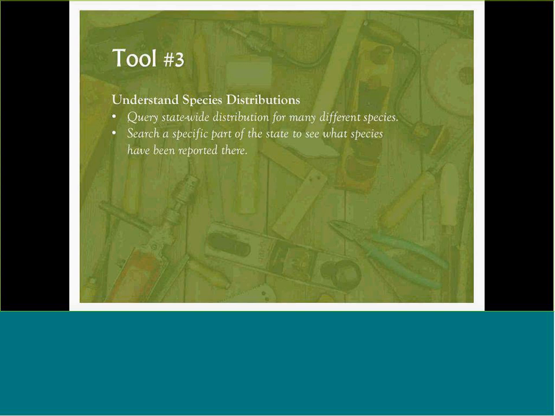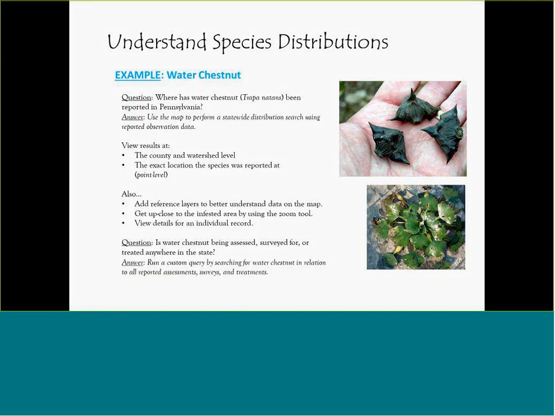So, we've talked a little about understanding species distributions, but now I want to show you more about how that is done. Better understanding where some things are being found and to what extent they're being found. So you can use iMap to query statewide for any species that you might be interested in, and also search for, in a specific part of the state, what species have already been reported there.